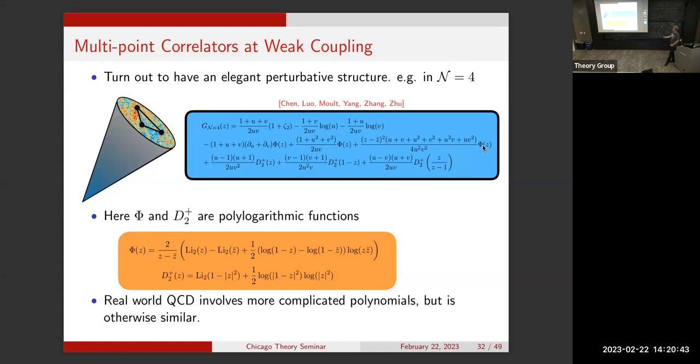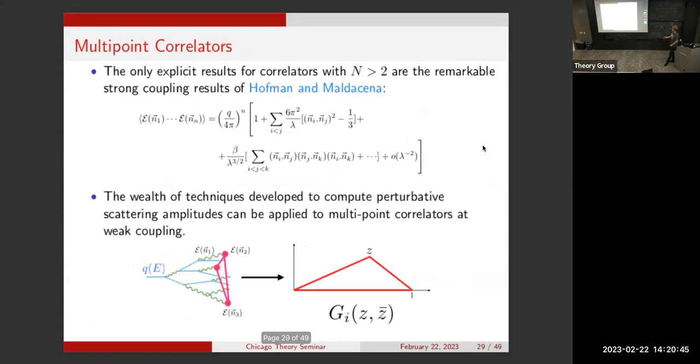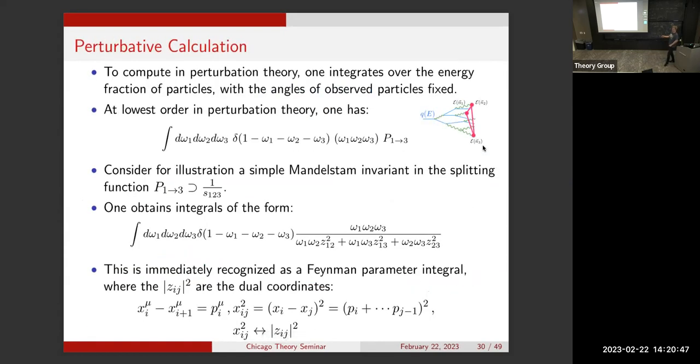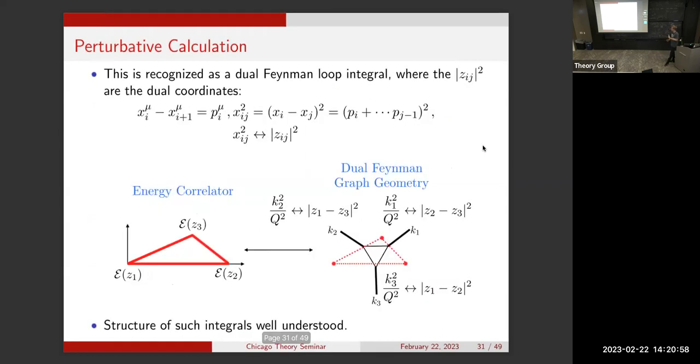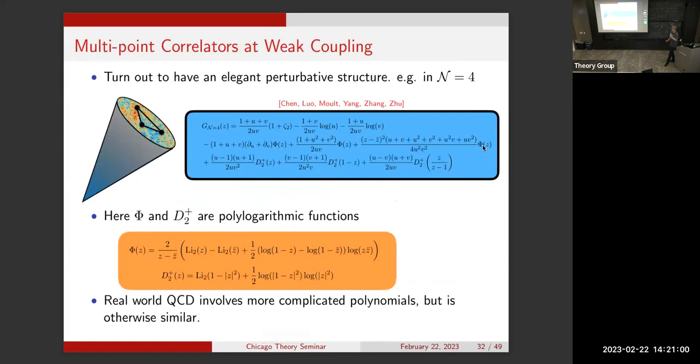What one has done here is really just taking the 1-to-3 splitting functions and integrating them over energy with the angles fixed. That's all that has been done here. It wasn't possible before. It should have been done in some sense much earlier. But now one has these more powerful integration techniques, and one understands how to ask the question in terms of these correlation functions.